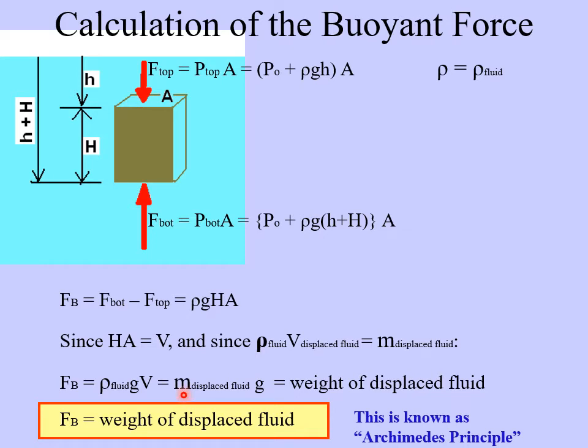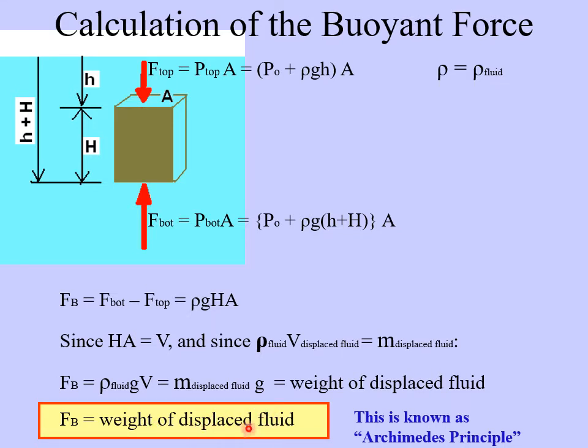So look what we've got here. The buoyant force is equal to m times g. Well, we know what mg is, that's weight. So this is mg for the fluid that's been displaced by this object. So after all of this work, we come up with a relatively simple result. The buoyant force is just equal to the weight of the displaced fluid.